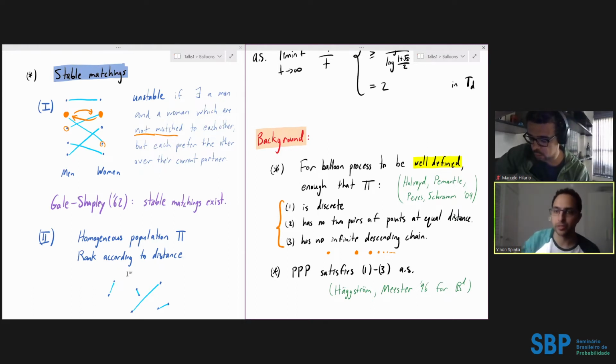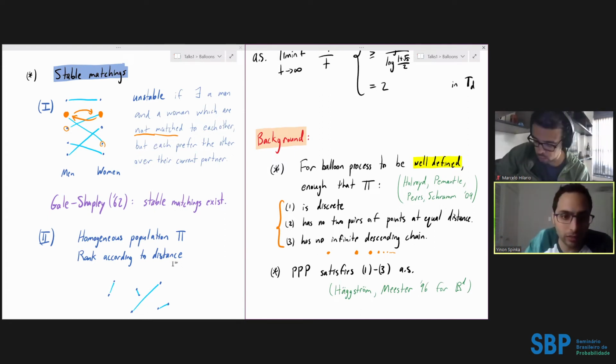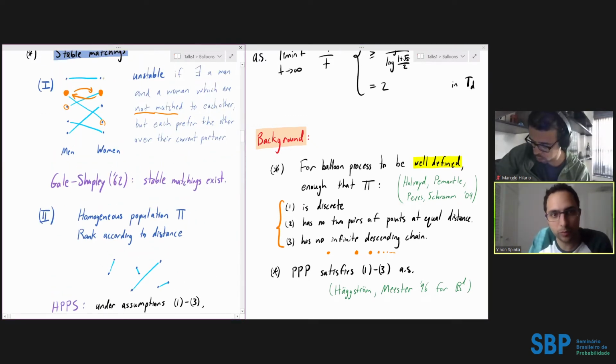Again, you have some preference orders, but let me now just focus on the one that's related to the balloon process. So the preference order is according to distance. The way each point ranks the other points is by distance, so nearer points are preferred. And again, we can look for a stable matching, which is defined exactly in the same way, except we have this homogeneous population.